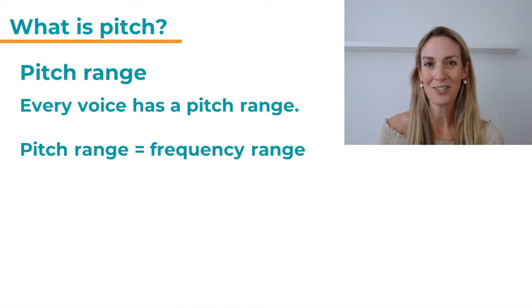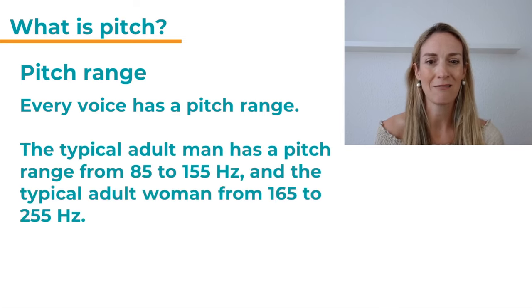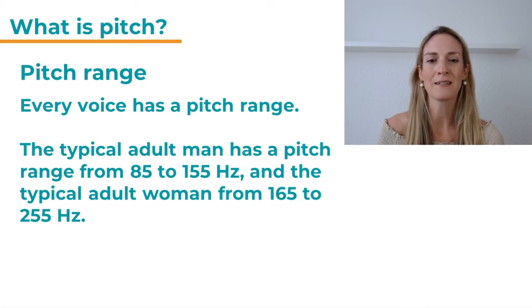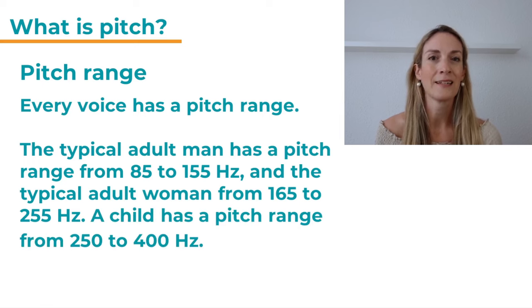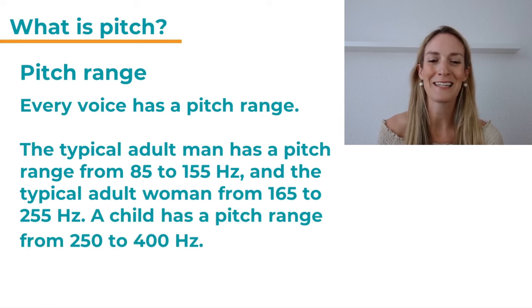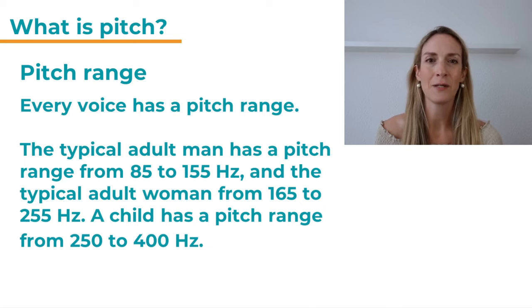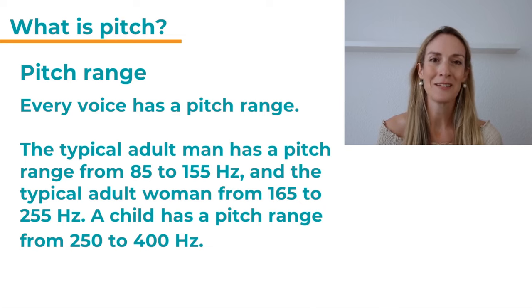So the pitch range, sometimes also called the frequency range, for a typical adult man is around 85 to 155 hertz. And the typical adult woman from 165 to 255 hertz. So you can see, on average, the voice of a woman is a lot higher than that of a man. And now a typical child has a pitch range from 250 to 400 hertz, so a lot higher. So those voices really differ in pitch depending on gender and also age.